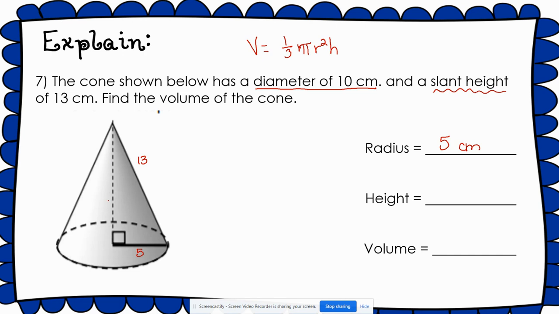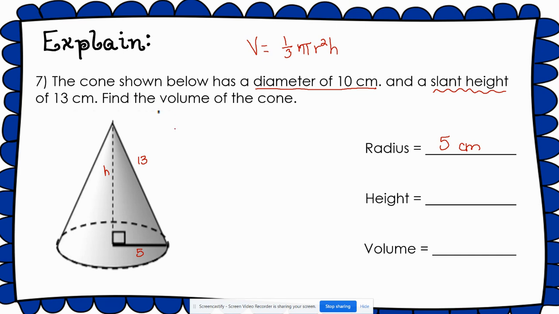The actual height of the cone is right here. So we've got to do a little bit of work to find the height of the cone. What we see here is that with this height and this radius, we create a right triangle along with this slant height. So we can actually use this information to find the height of the cone. What we have is a leg of 5 and a hypotenuse of 13. So we would be missing one of our legs.